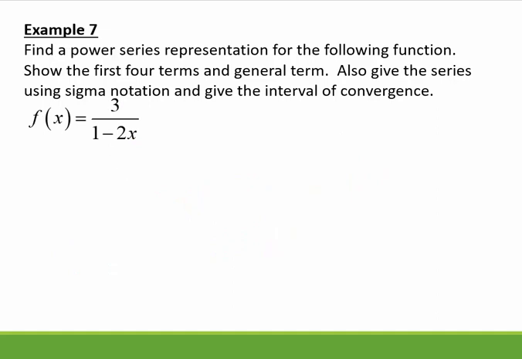Okay, our next example. Find a power series representation for the following function. Show the first four terms and the general term. Again, remember that top number is your first term. You have 1 minus your ratio on the bottom. So, first term, multiply by your common ratio, multiply by the common ratio again, multiply by the common ratio again.